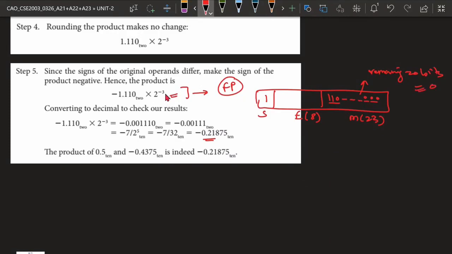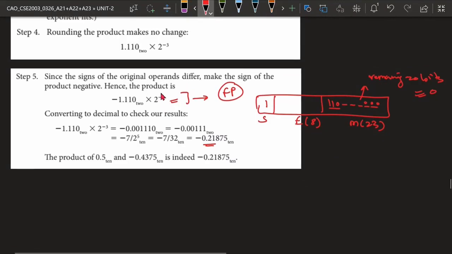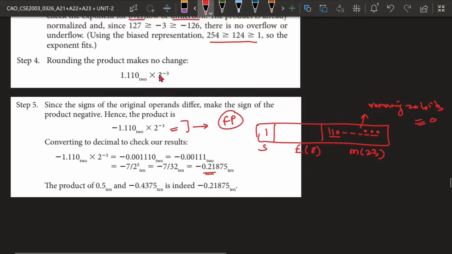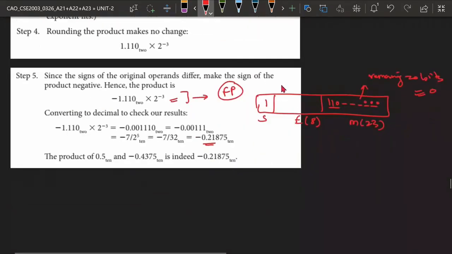In the exponent, if it is 3, we will be adding 127 to it, so it will be 130 positive. We will be converting this decimal number into binary. Whatever the binary equivalent will be, we will be writing it here, and that will be the exponent. This is the floating point representation of the result.